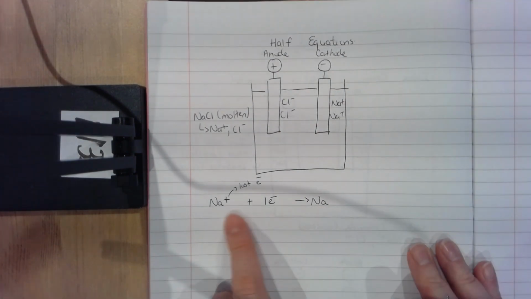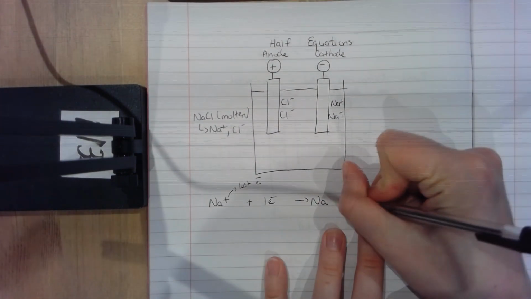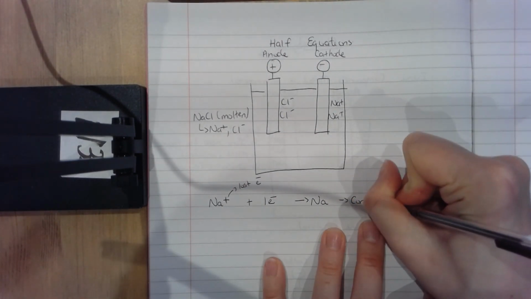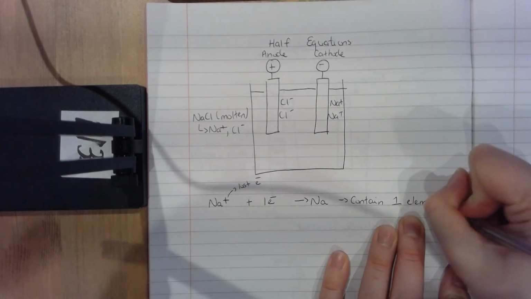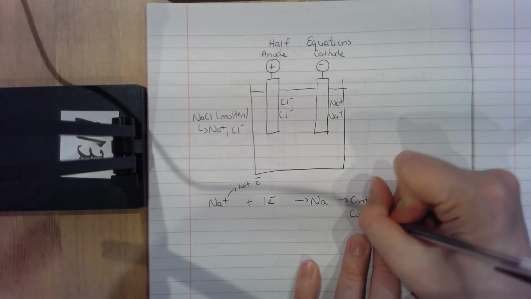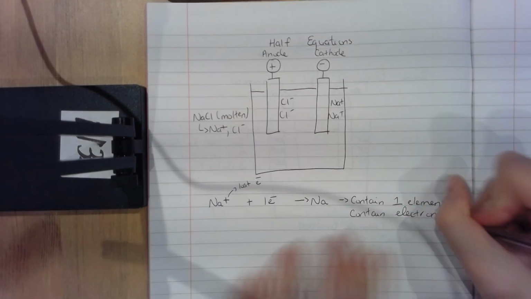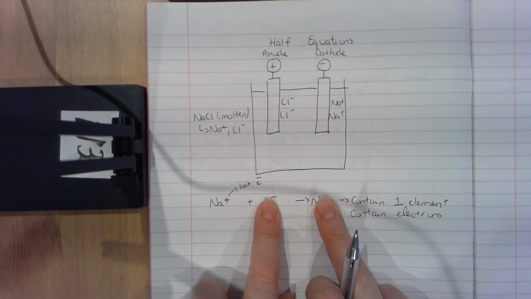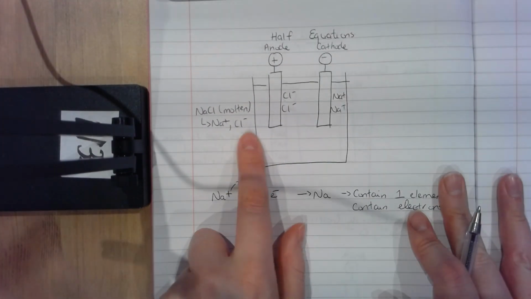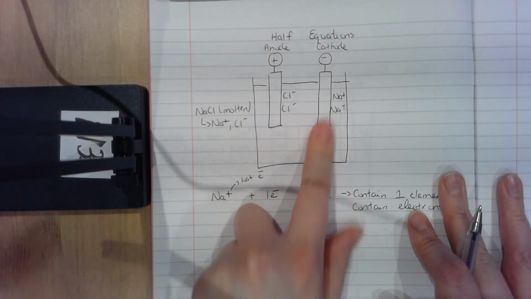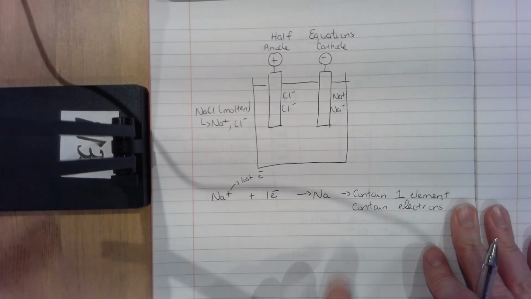And this here is called a half equation. Half equations should only contain one element. So this equation contains sodium, but no other element. It contains one element and it contains electrons. So when you're writing a half equation, you should only ever have one element and you should be showing what's happening to it in terms of electrons. I'm not going to look at chlorine's half equation for a second. I'm just going to do a few more examples of metal half equations because they're a little bit simpler.